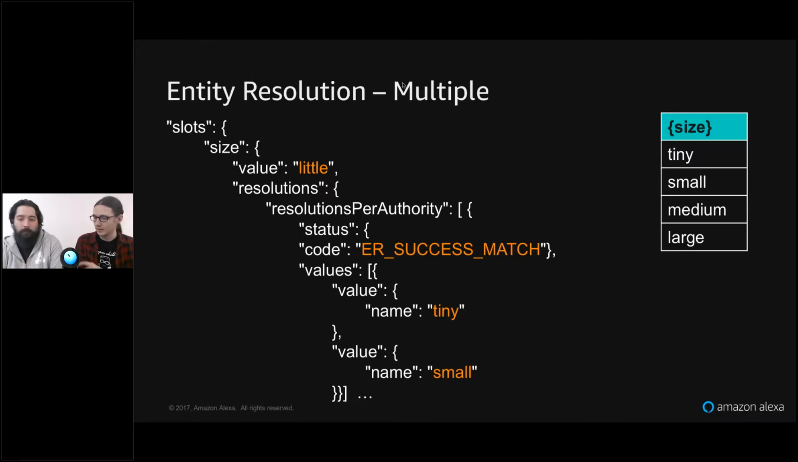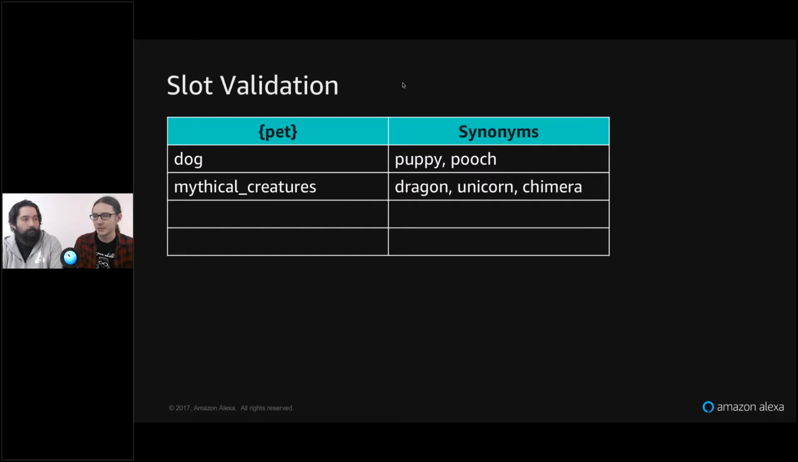So in this next step, what we can do is actually validate our slots. So we can say, Alexa, ask PetMatch for a dragon. I'm sorry, I can't match you with dragons.